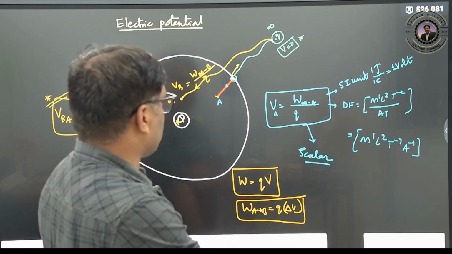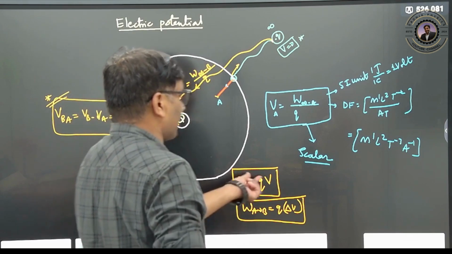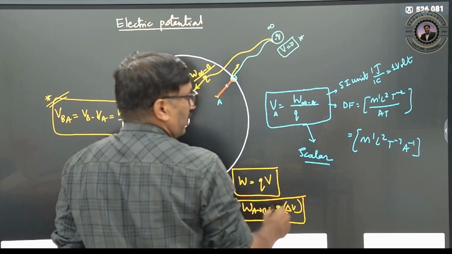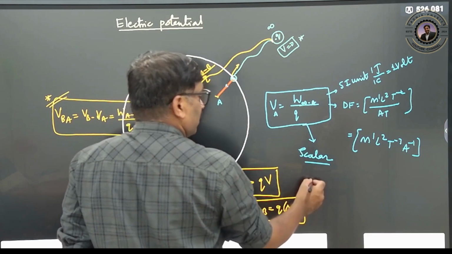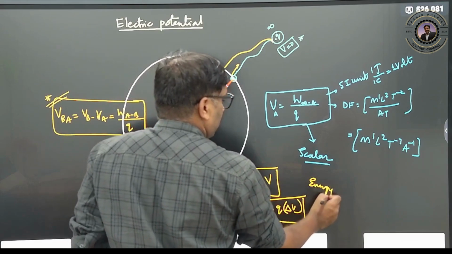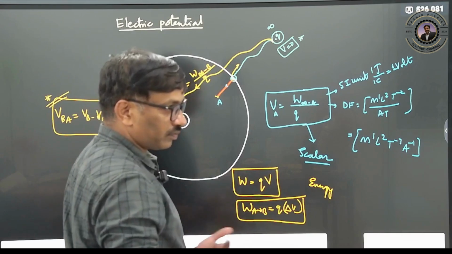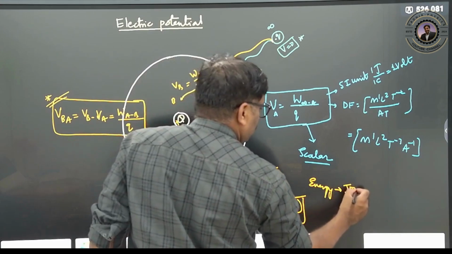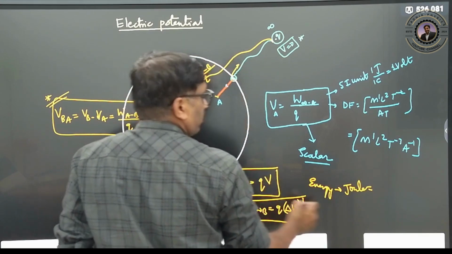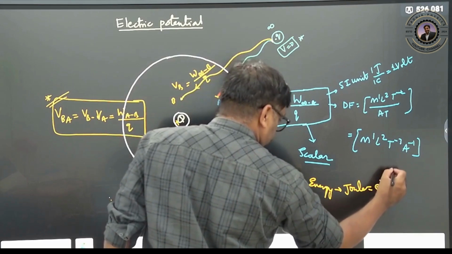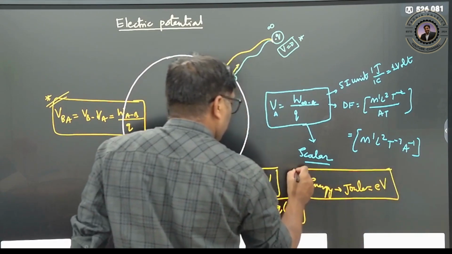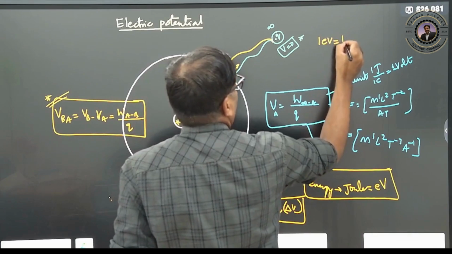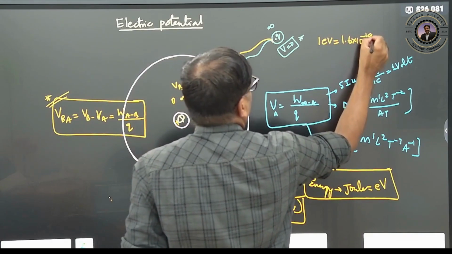One interesting question here. Work done can be measured in terms of charge into potential difference. Therefore, the unit of energy, work done, is the joule, and 1 joule can also be written in another way. For an electron, the electron volt is one more unit of energy. You know that 1 electron volt is equal to 1.6 into 10 to the power of minus 19 joules.